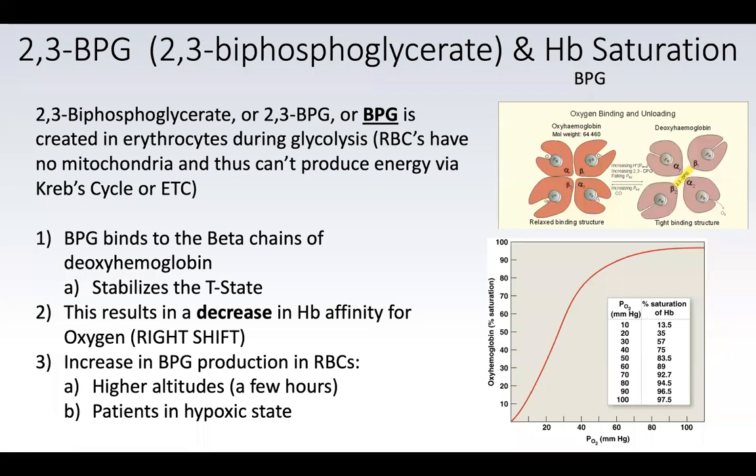So what does 2,3-BPG, what does BPG do? BPG will bind the beta chains of deoxyhemoglobin. Beta chains only, not alpha. You can see how we can ask questions about this because alpha chains become a very appealing distractor. How I remember this is B for BPG binds to B for beta chains. Do what works best for you.